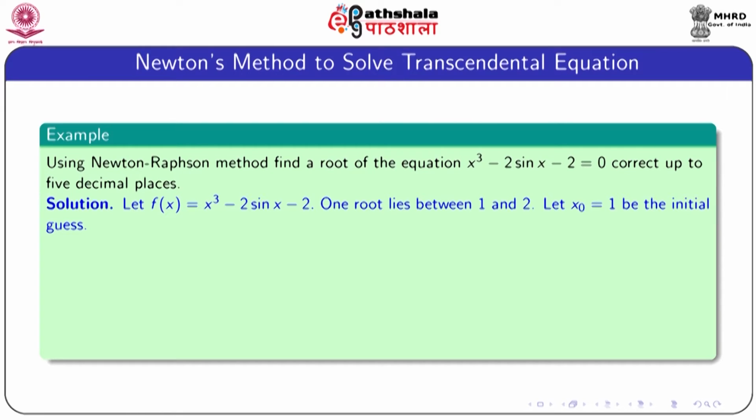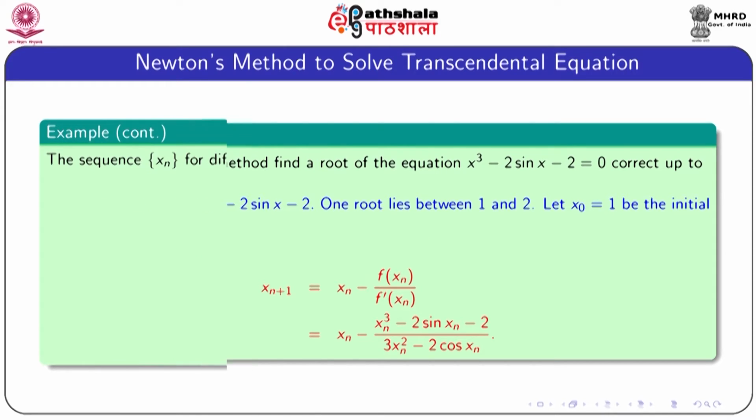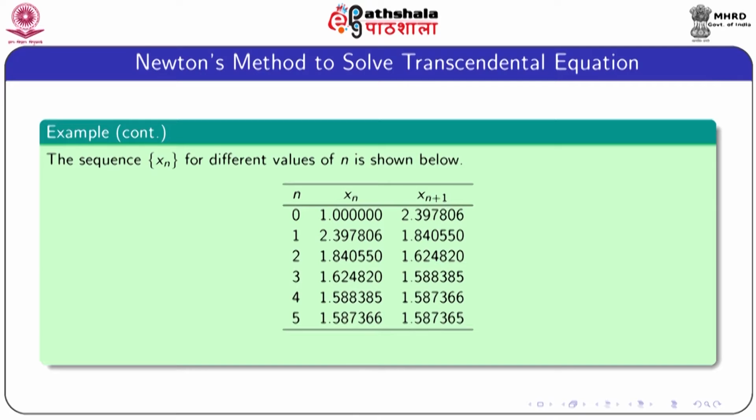So we let the initial guess x0 equal to 1, and the iteration scheme is x(n+1) equal to xn minus f(xn) by f prime(xn), and after substituting the values of f(xn) and f prime(xn), we obtain the last expression. The sequence of xn for different values of n are shown in the following table. The first column represents the iteration number, second column represents the value of xn, that means the value of the approximate root at n iteration, and last column represents the value of x at the (n+1) iteration.